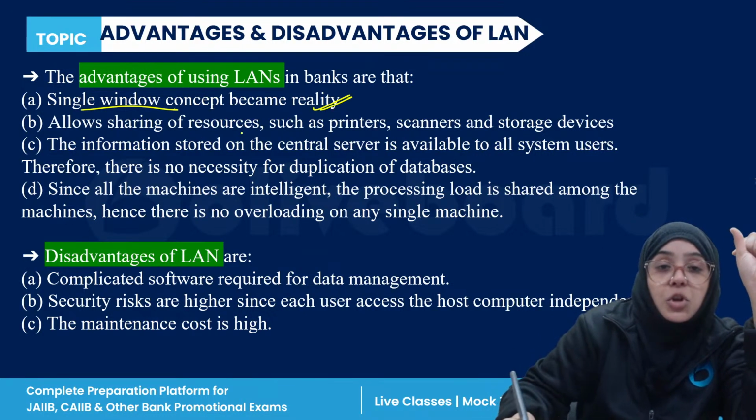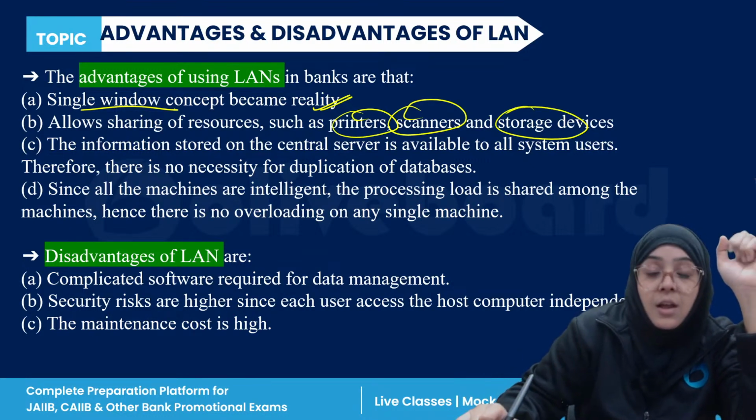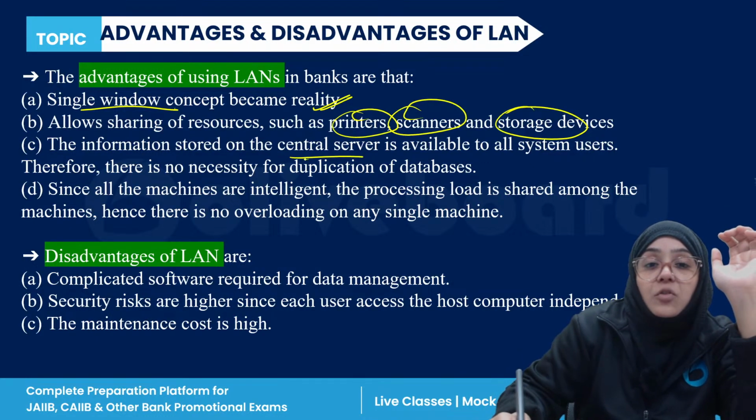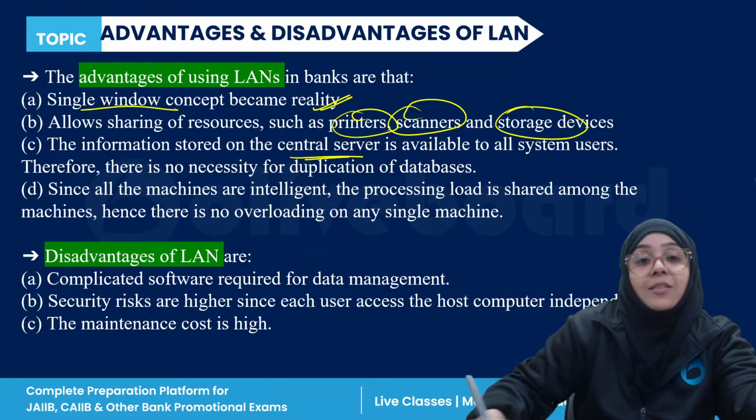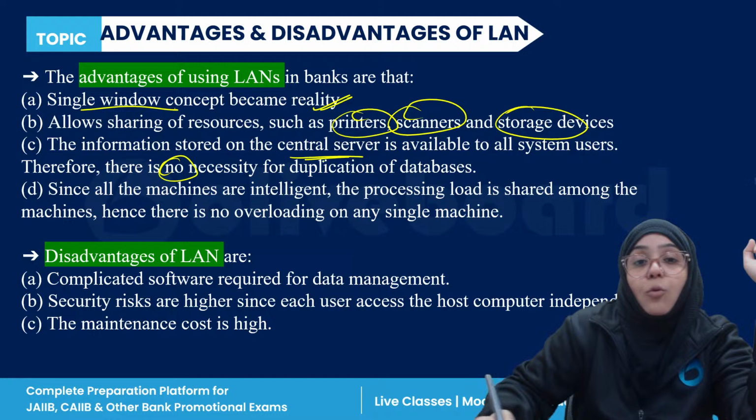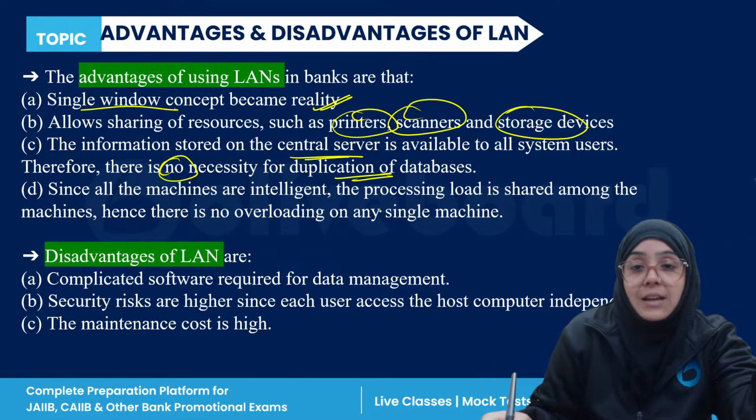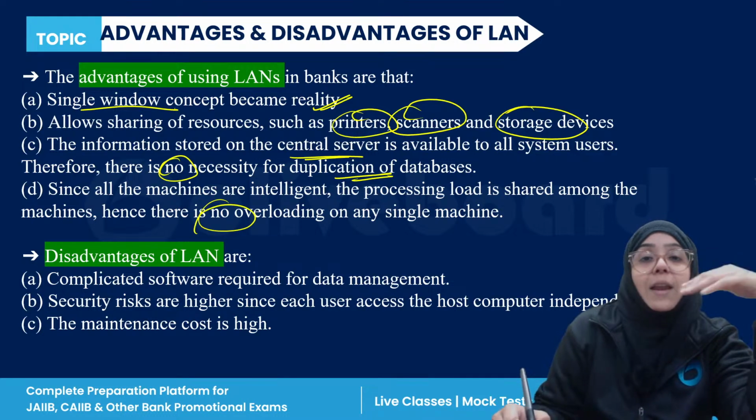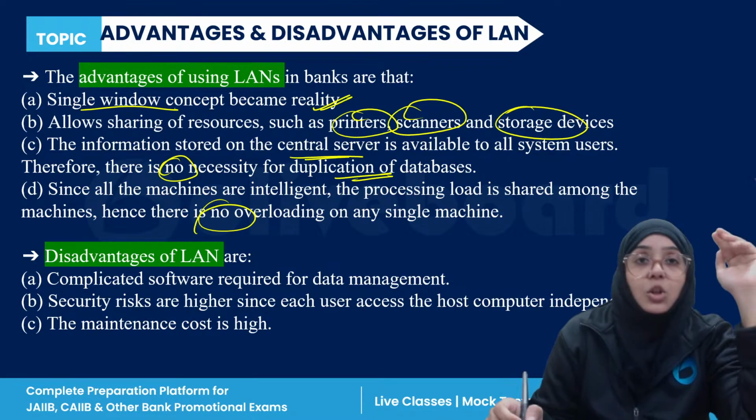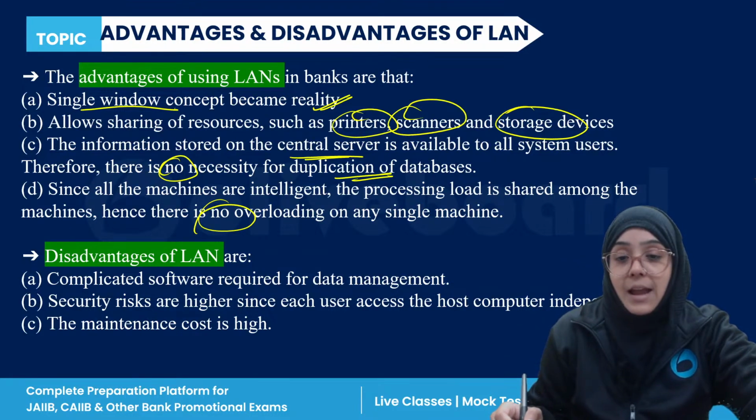It actually allows the sharing of resources, like you can share printers, scanners, and storage devices. The information stored on a central node is available to all the other devices, so there is no need for duplication of the data, right? And since all machines are intelligent, the processing load shares in the machine and there is no overload on any single machine, right? So these are some of the advantages of the LAN, local area network.